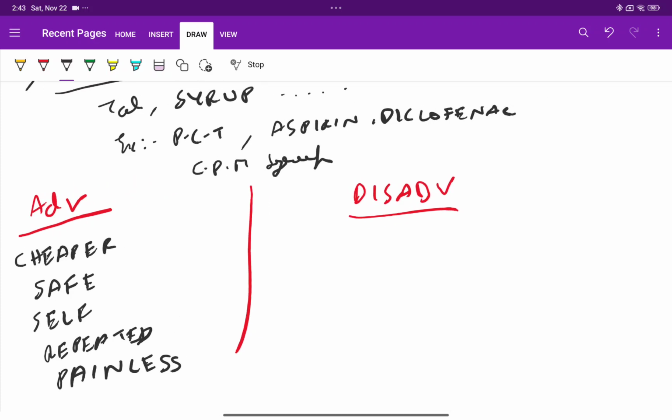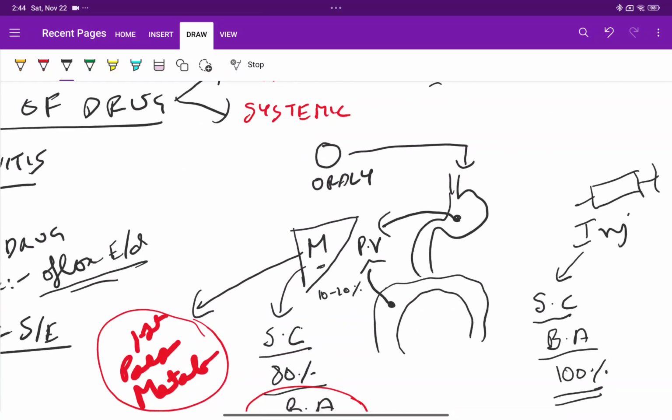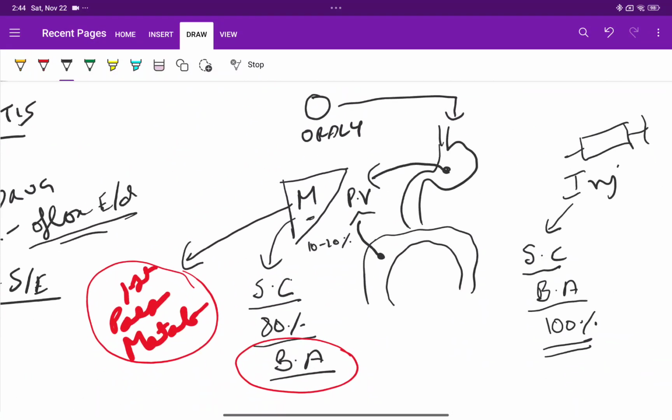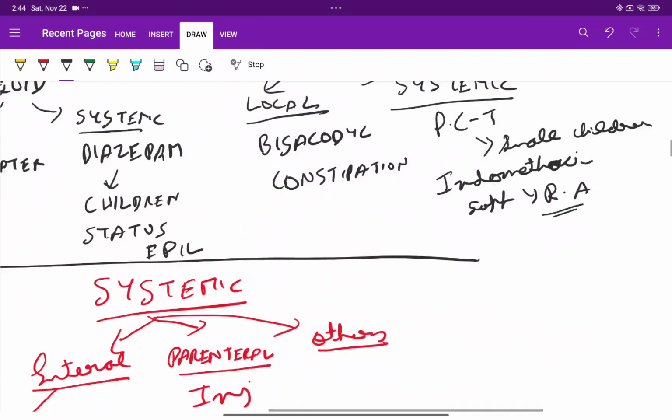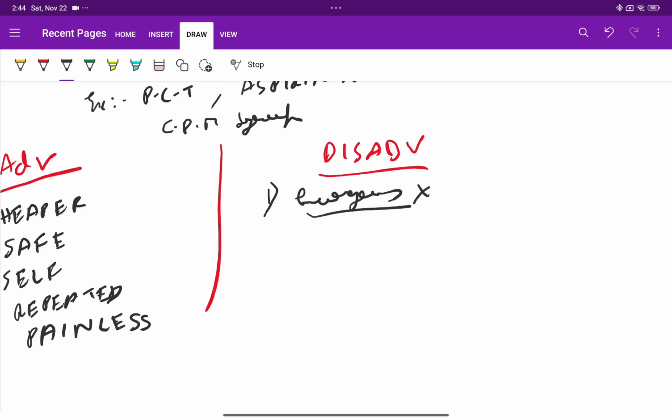See, disadvantages of the oral route. When we take a drug orally, the drug reaches the stomach, intestine, then comes to the portal vein, then reaches the liver, then reaches the systemic circulation. It will take a very long time for the drug to reach the systemic circulation. Disadvantage: it can't be used in the case of emergency. We can't use it in unconscious patients, or patients having nausea, vomiting, diarrhea.